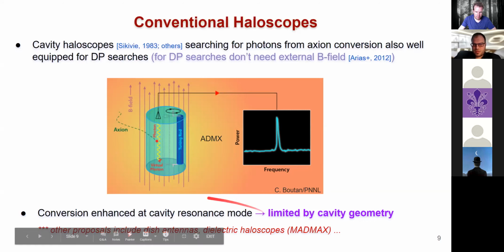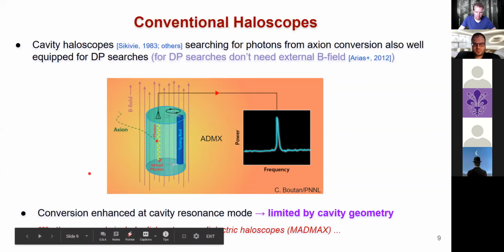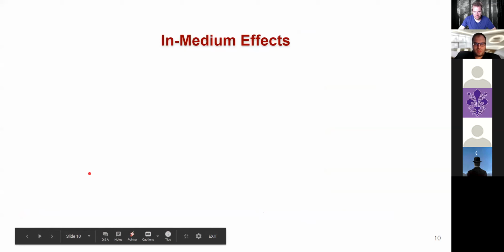Now, of course, there are other proposals that include dish antennas as well as dielectric haloscopes such as MADMAX, and these also exist. Okay. Let me now briefly mention in-medium effects.